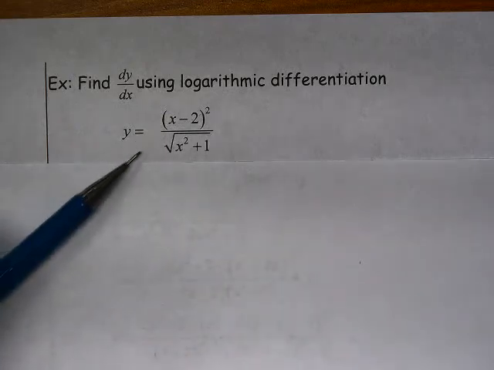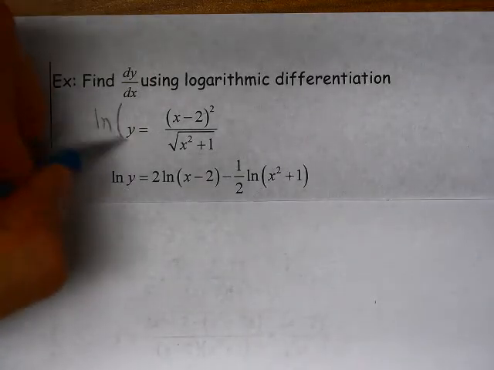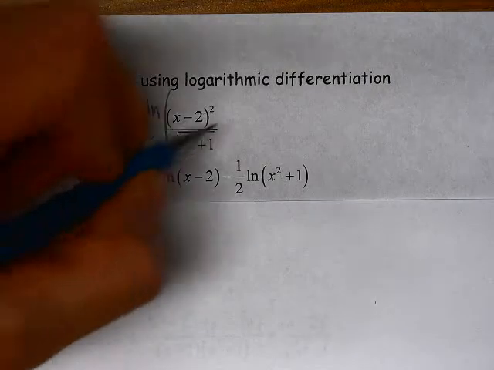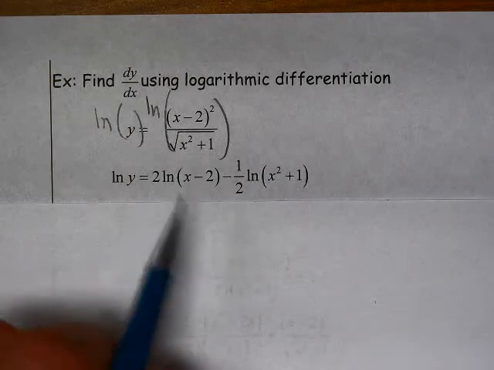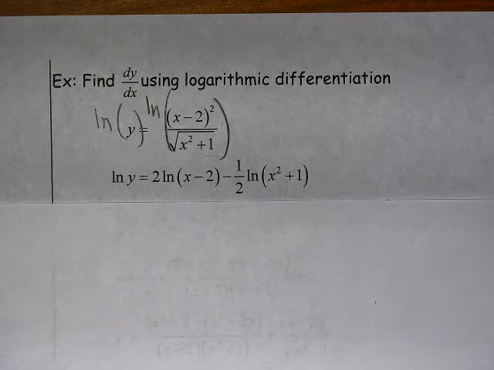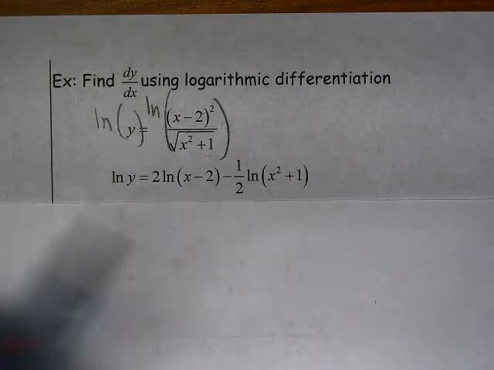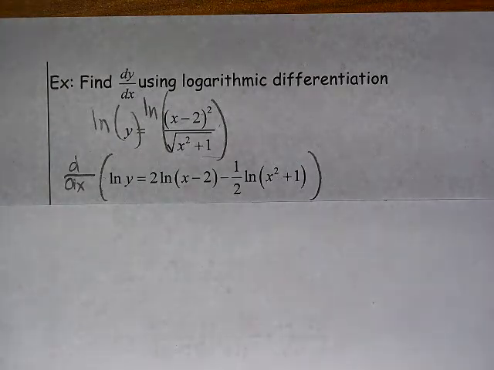And so what we're going to do is take the logarithm of both sides. So I basically take the natural log of the entire left side, the natural log of the entire right side. So I have the natural log of y on the left, and over here on the right, once I take the natural log of that whole side, now I can expand that expression using the properties of logarithms. Now I could take the derivative with respect to x of this entire thing, so the left and the right side.